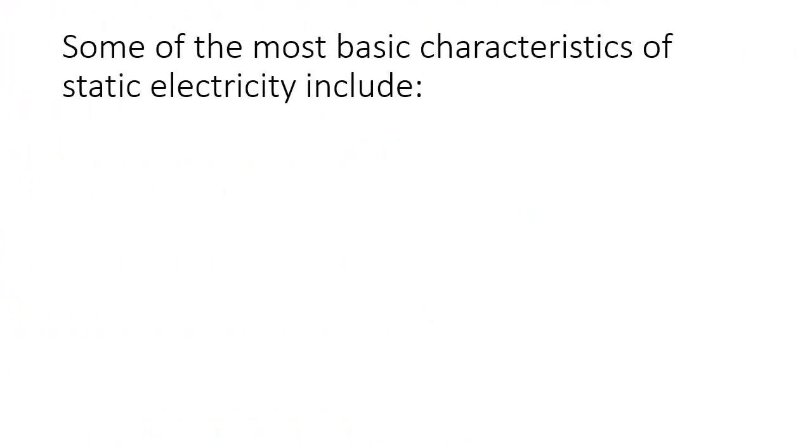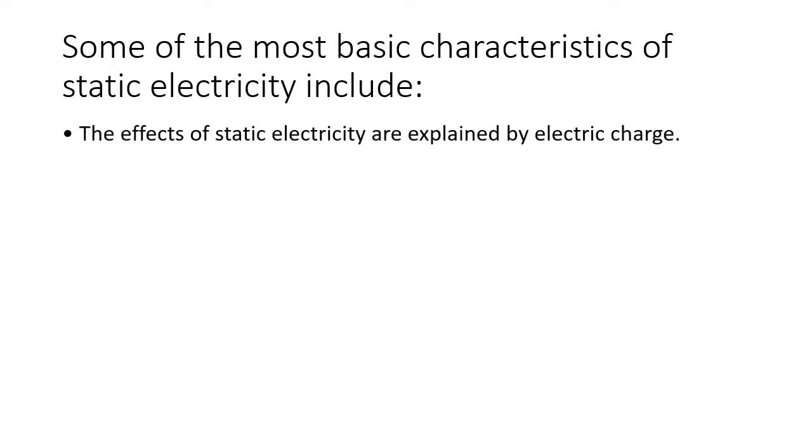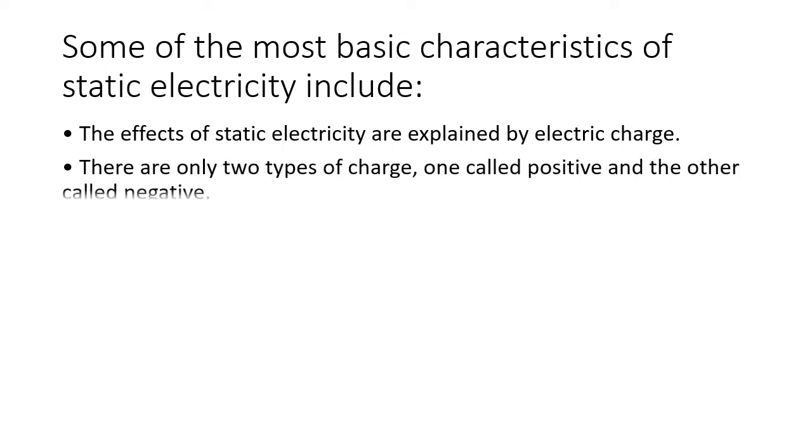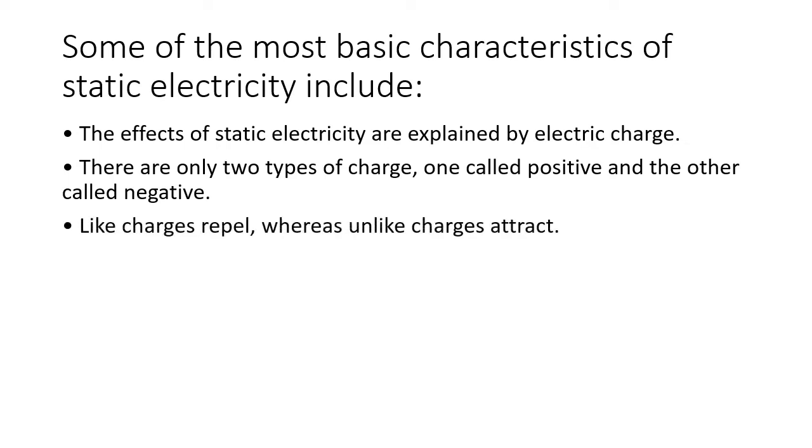Some of the most basic characteristics of static electricity include: the effects of static electricity are explained by electric charge. There are only two types of charge, one called positive, the other called negative. Like charges repel, whereas unlike charges attract. So if you have a negative and a negative, they repel. If you have a positive and a positive, they repel. But if you have a negative and a positive, they attract.